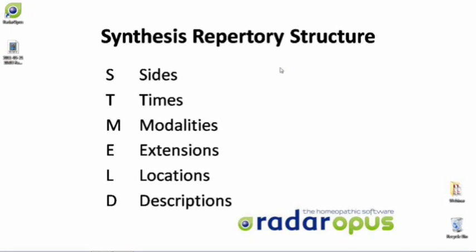So the structure in synthesis from version 9, which is what the 2009 is based on, is we start with information about the sides of the body, so is it a left or a right-sided symptom. Then we move on to information about the times of day, and then we look at the modalities, then the extensions, when a symptom travels outside of the current chapter into a different chapter, for example, head pain extending to the back, the locations, which part, for example, in the head chapter we might see there's an occiput section, a forehead section, a vertex section, etc. And then actually the descriptions of the symptoms themselves.